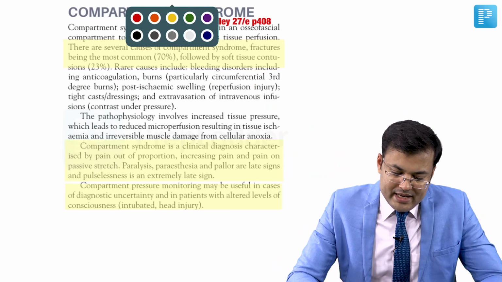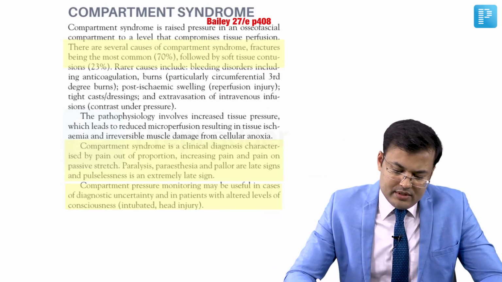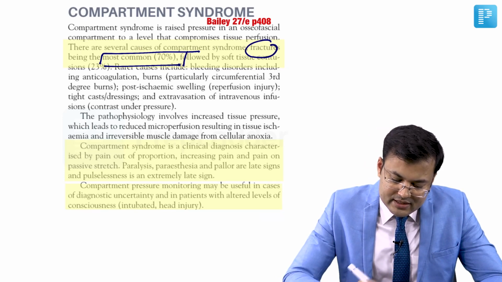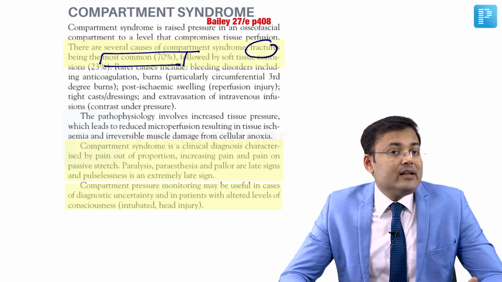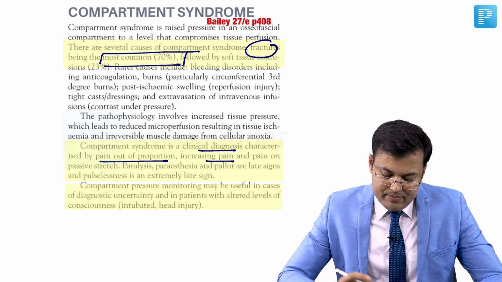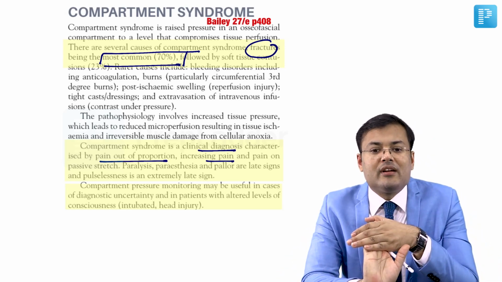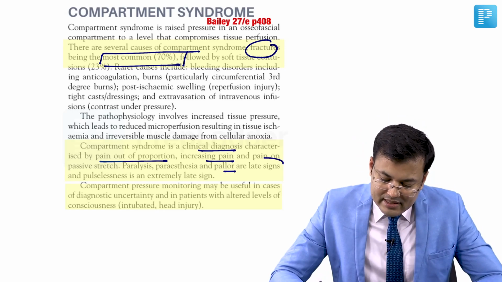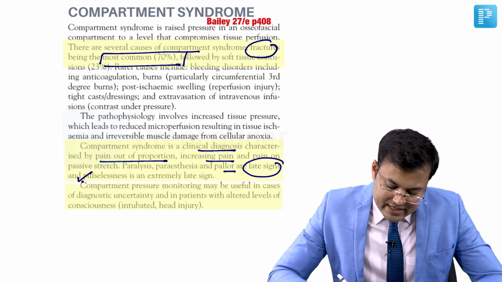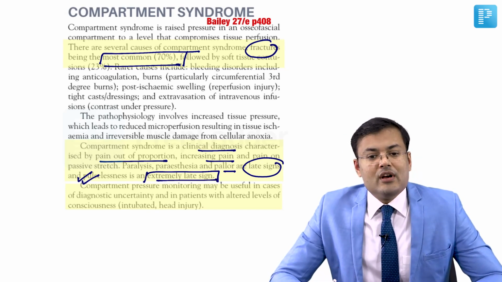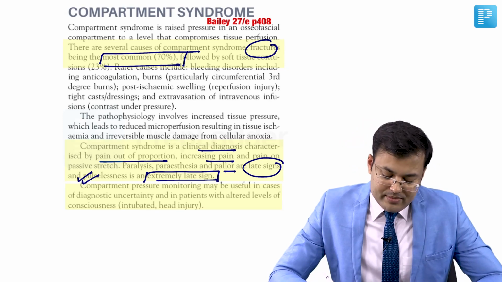So see what's written in Bailey related to compartment syndrome. In the majority of cases, what's the most common cause? Yes, it's the fracture. In how many cases? 70%. And generally it's a clinical diagnosis. There is pain out of proportion, increasing pain, and pain on passive stretching. Paralysis, paresthesia, pallor, these are late signs. And what is the extremely late sign? It is pulselessness.